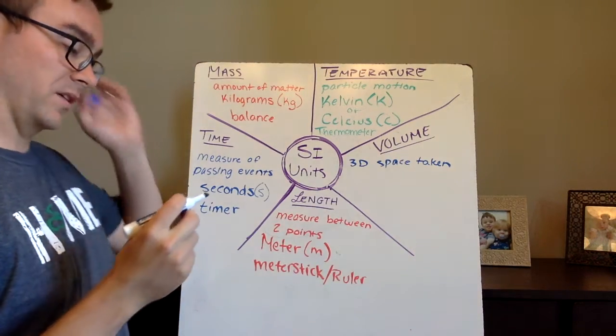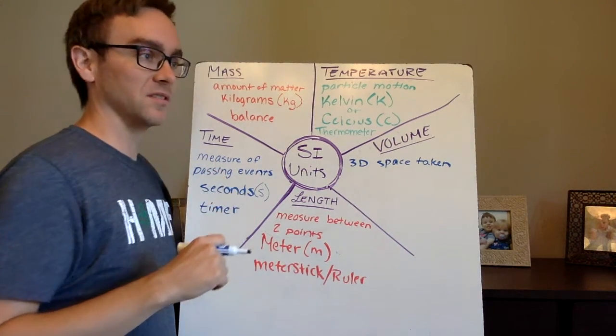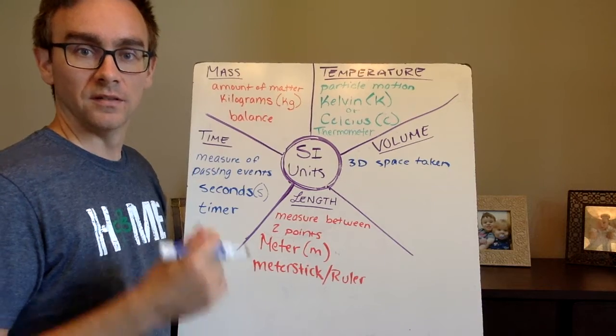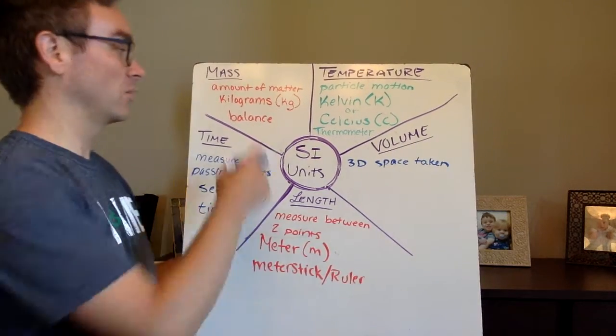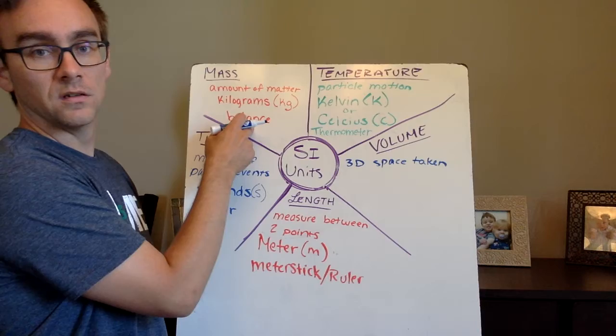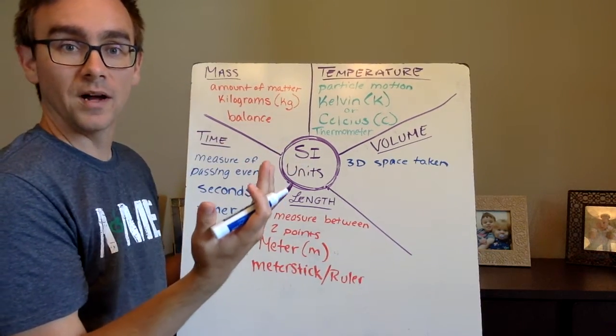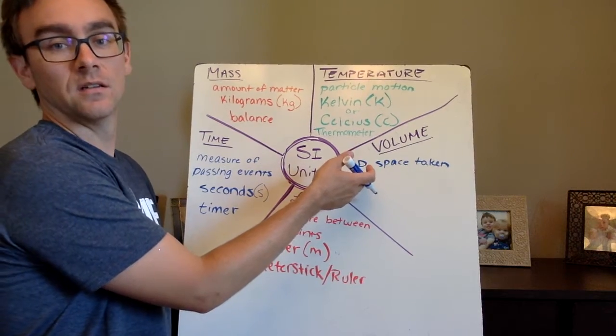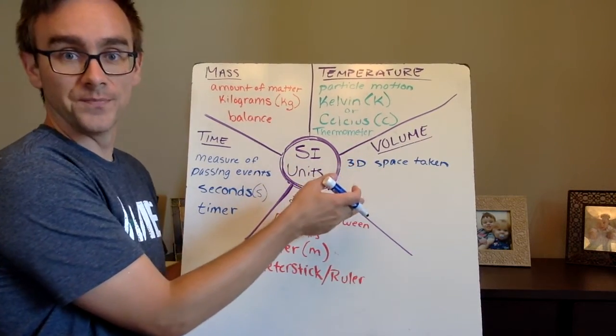All right. The easiest way to think about this is like a cardboard box, right? How much space does it take up? Not how much stuff is in it, right? So you can have an empty box or a full box. There's different amounts of stuff in it, but how much space does that box take up? And that is the volume.